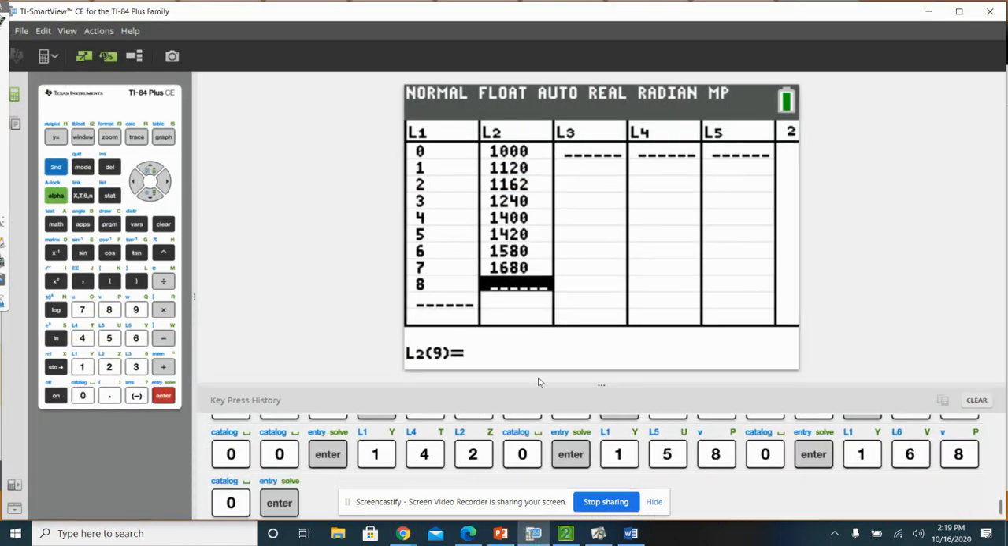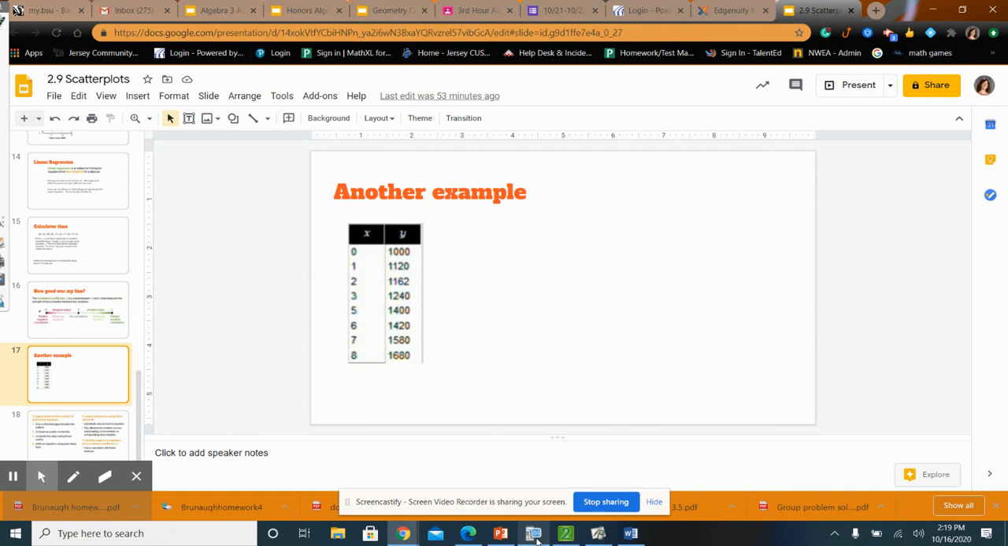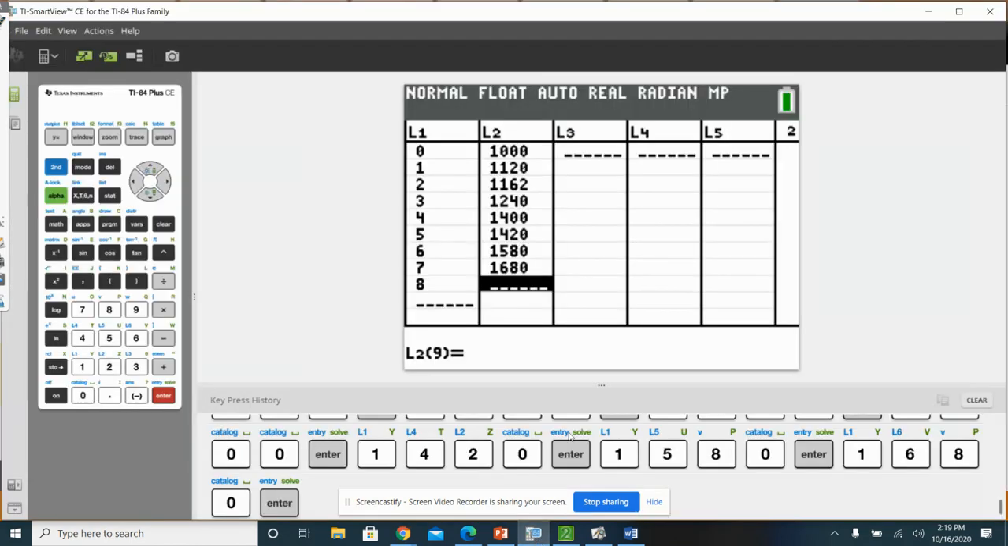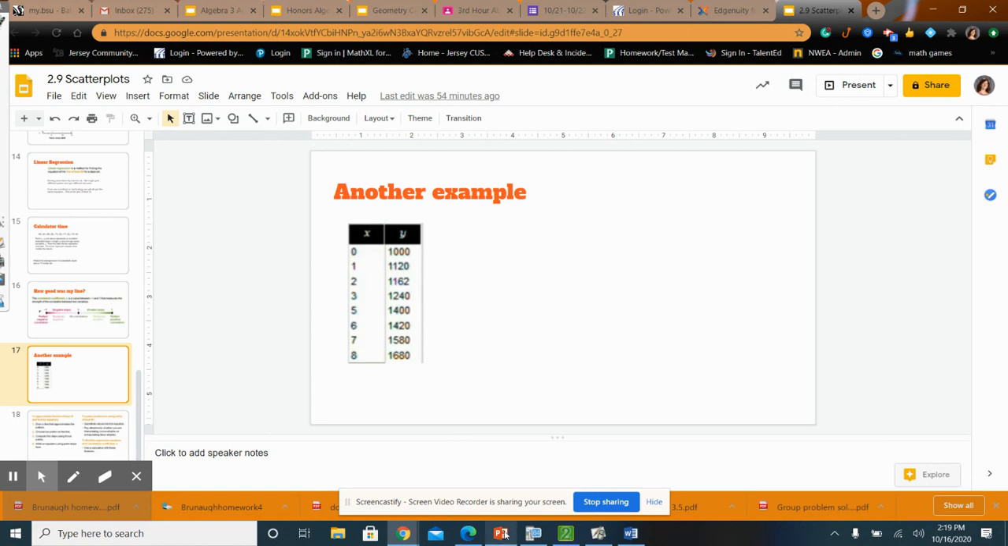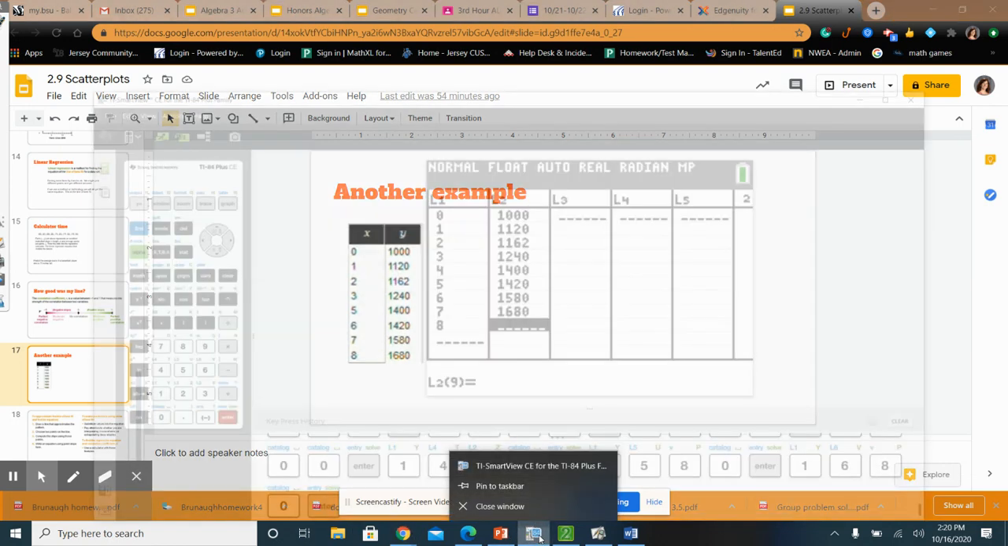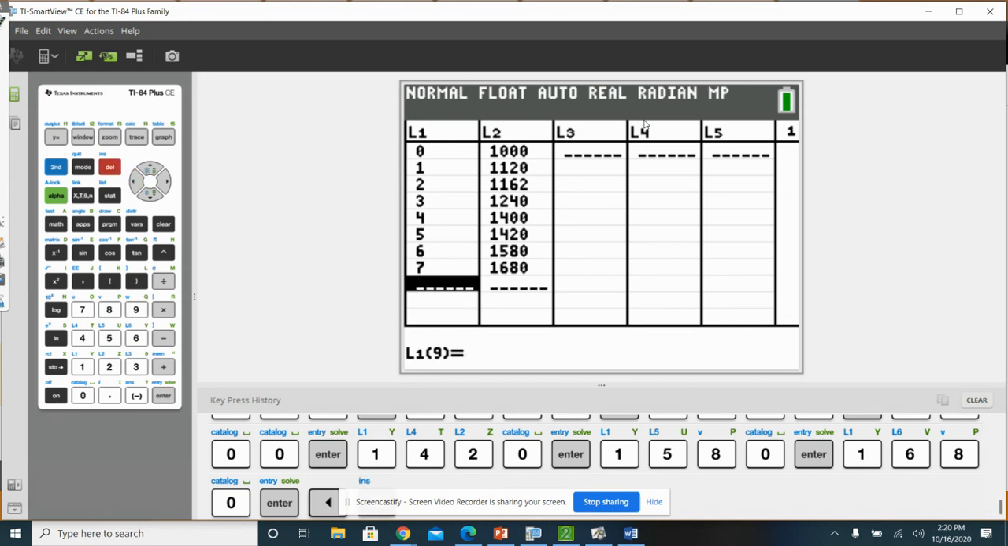Okay, so let's look at our graph this time. Oh, I messed something up. Was there no 0? 1,000, 1120, 1162, 1240. 0, 1, 2, 3, 4, 5. 0, 1, 2, 3, 5, 6, 7, 8. So I'll delete this one. If your numbers don't line up, you will have a mistake. You have to have everything lined up.